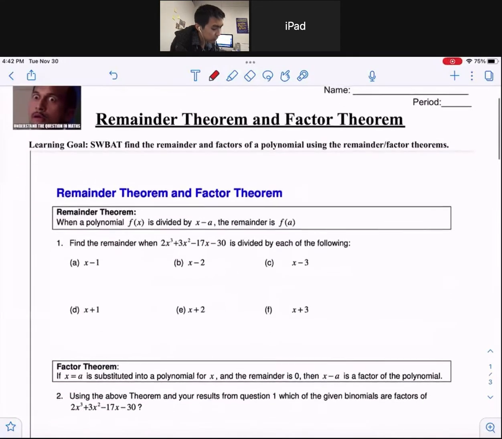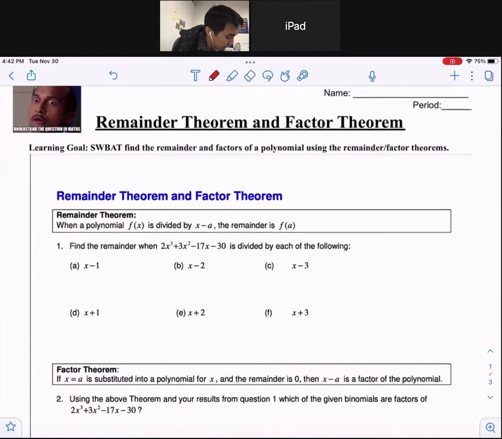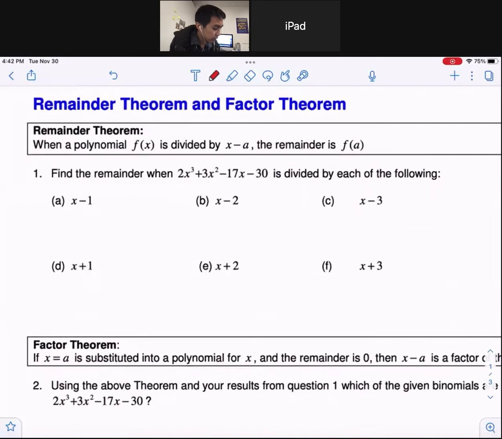Okay, so the learning goal today is students will be able to find the remainder and factors of a polynomial using the remainder and factor theorems. Okay, so this is what the remainder theorem states, you guys. When a polynomial f of x is divided by some polynomial x minus a, the remainder is f of a.